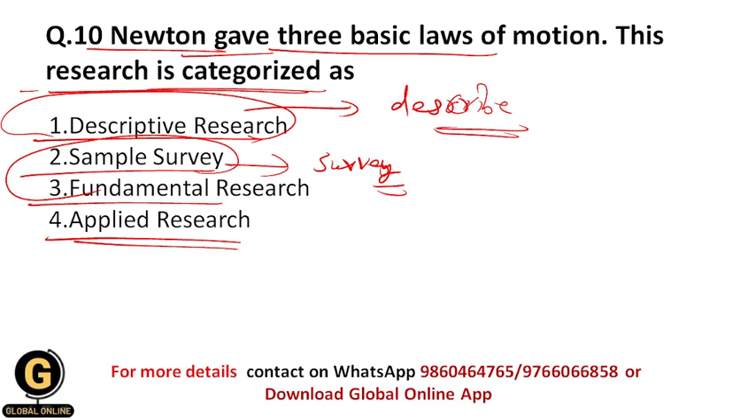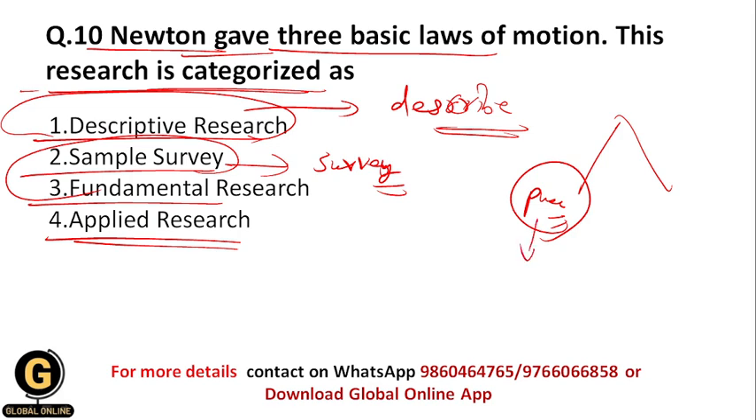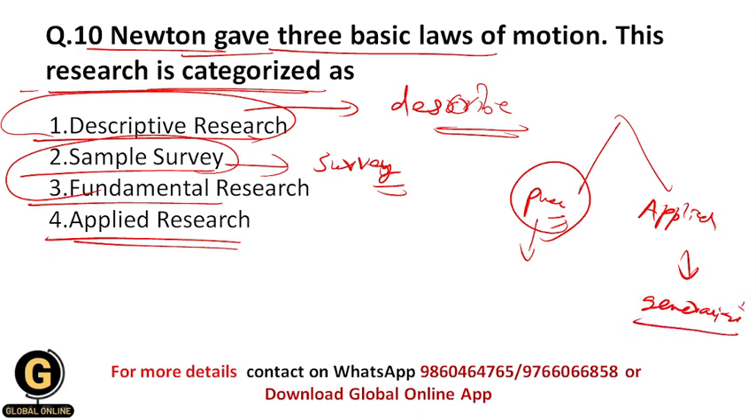I have discussed with you mainly fundamental and applied research, because these two types of research are opposite to each other. Fundamental research is pure research, and in this research we want to enhance our knowledge. Here we formulate a theory, and there is no generalization. In applied research, we solve immediate problems. There is generalization, and here we use the laws from fundamental research to solve the immediate problems. So these are the two basic differences between fundamental and applied research.